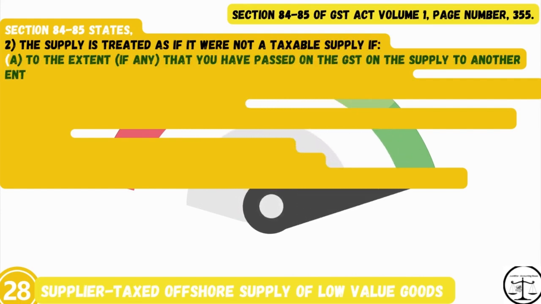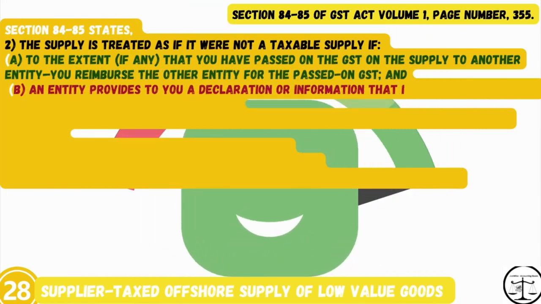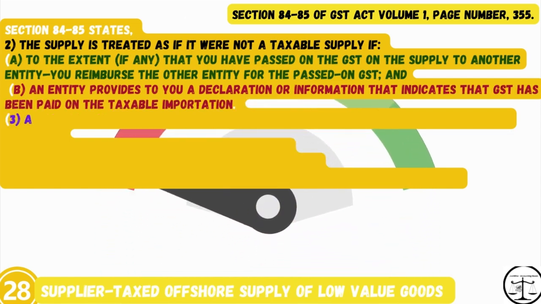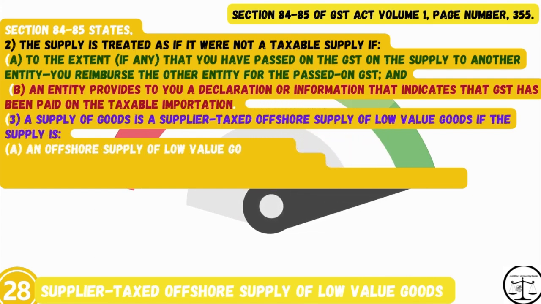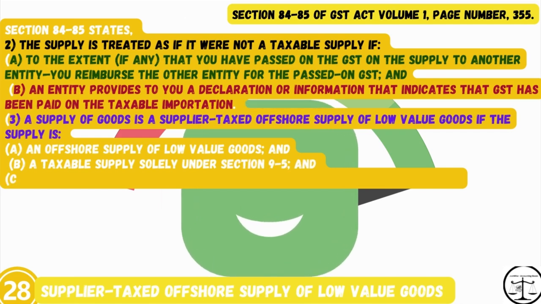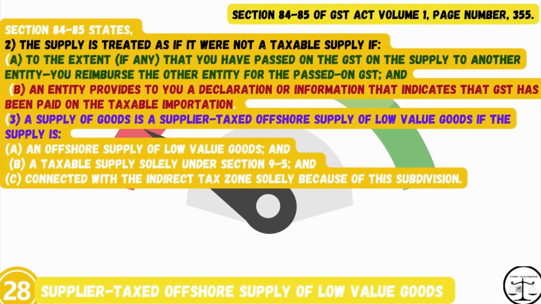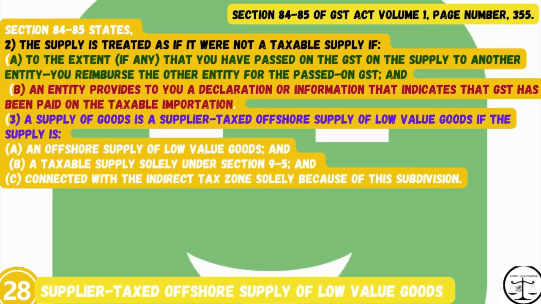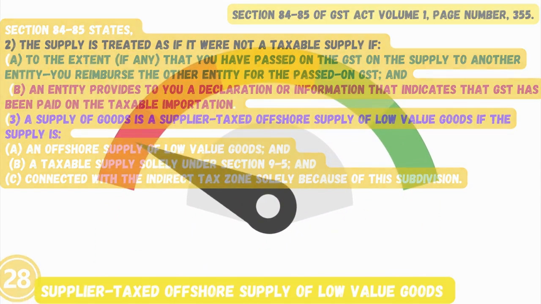To the extent, if any, that you have passed on the GST on the supply to another entity, you reimburse the other entity for the passed on GST, and b. An entity provides to you a declaration or information that indicates that GST has been paid on the taxable importation. 3. A supply of goods is a supplier-taxed offshore supply of low-value goods if the supply is a. An offshore supply of low-value goods, and b. A taxable supply solely under Section 9-5, and c. Connected with the indirect tax zone solely because of this subdivision.